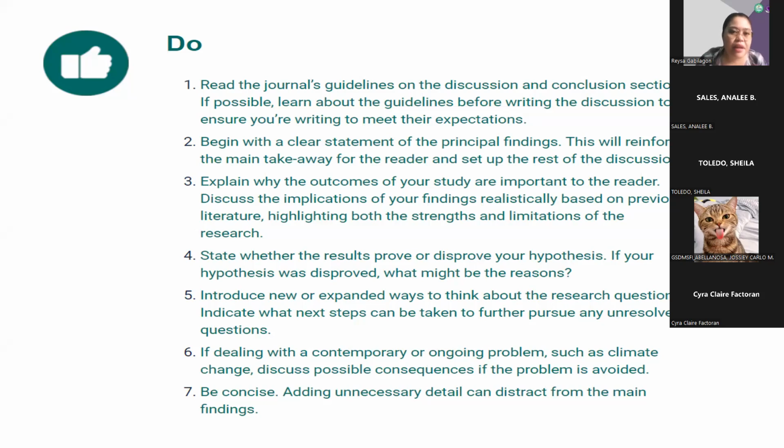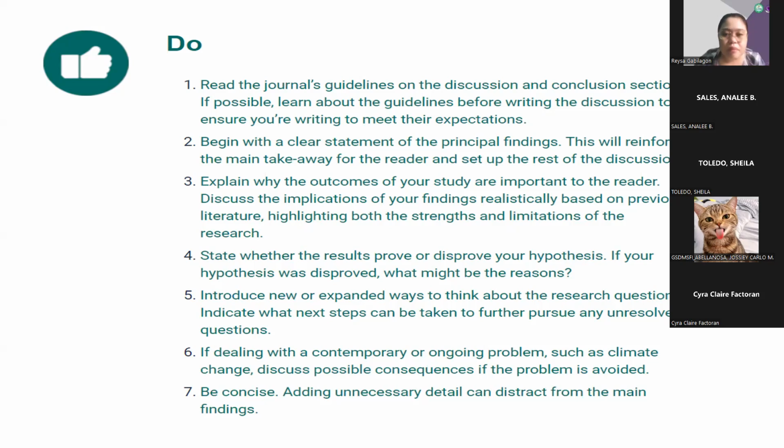Okay, so again, begin with a clear statement of the principal findings of your study, and then reinforce that one with the main takeaway for the reader, and then set up the discussion part, yung interpretation ng result na yon. And you really have to give implications. Why are these findings important to your reader? You have to highlight both the strengths and the limitations of your research, but do not dwell more on the limitations. You just have to state the limitations, but do not overstate.